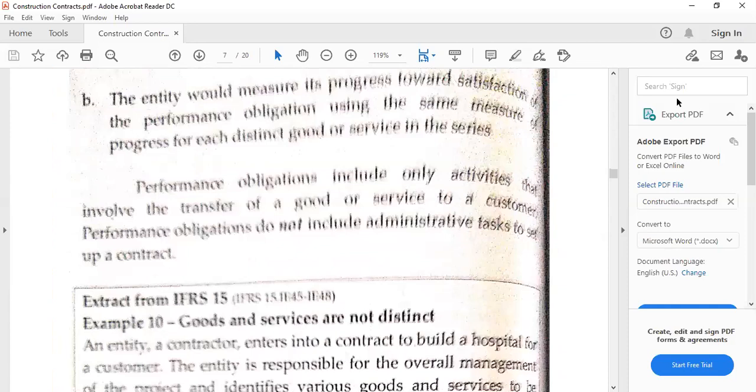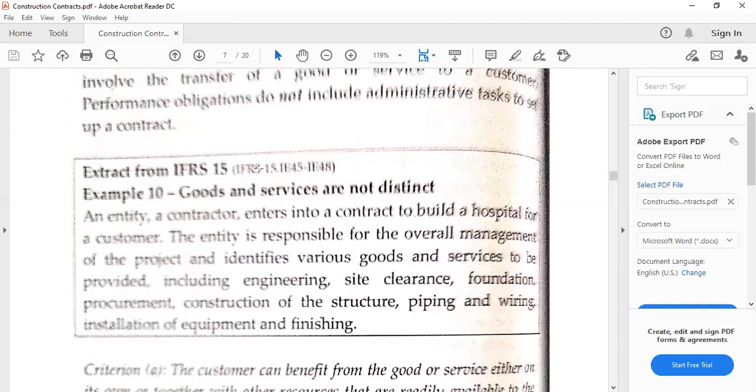Performance obligations include only activities that involve the transfer of a good or service to a customer. So any activities, any actions related to the delivery or transfer of a good or service are performance obligations, but they do not include administrative tasks to set up a contract. Normally, these are the expenses or costs incurred prior to the establishment or perfection of a contract, so they are not yet part of the performance obligation. Such would be expensed immediately under general administrative expenses.